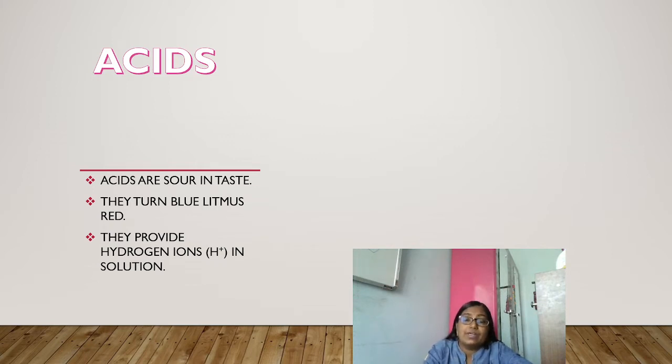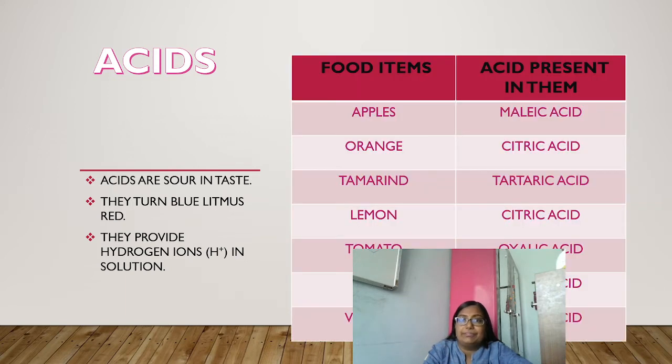Now let us wind up with the story with all the acids present in the food items in the food party arranged by lion. These were the food items which are usually seen. You can see the acids present in them. Apples consist of malic acid, oranges, citric, tamarind, tartaric acid, lemon, citric acid, tomato, oxalic acid, curd, and vinegar usually consist of acids like lactic acid, acetic acids.